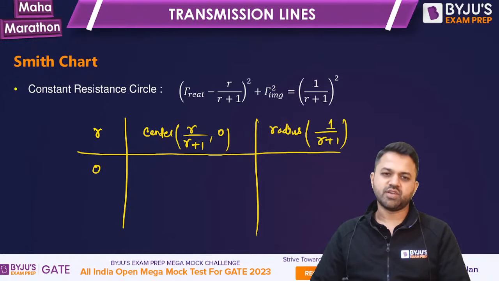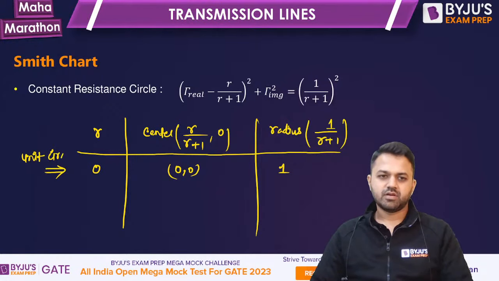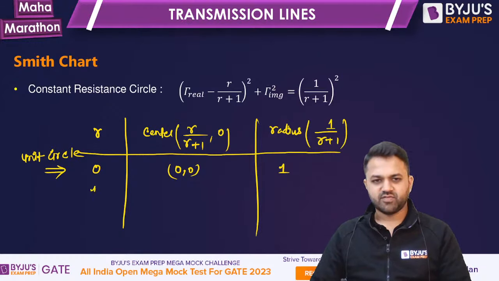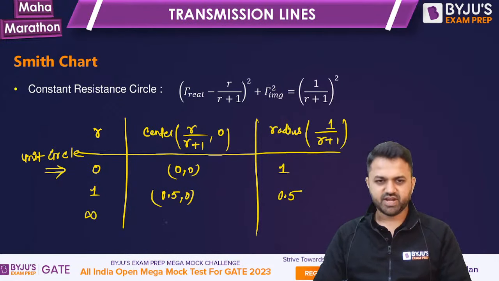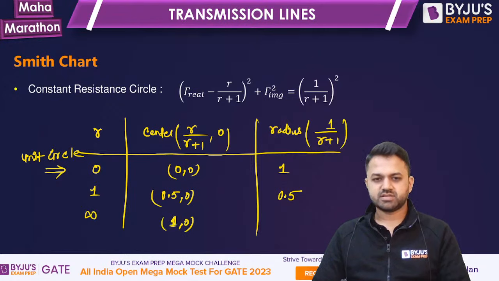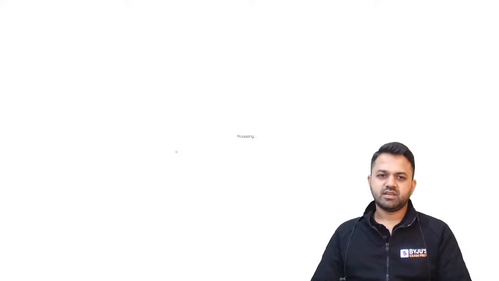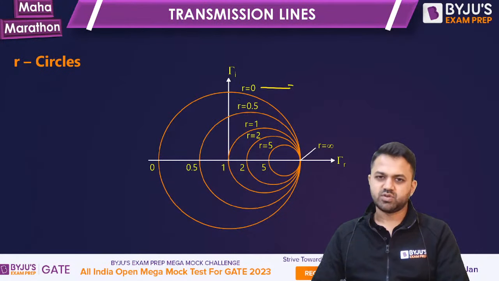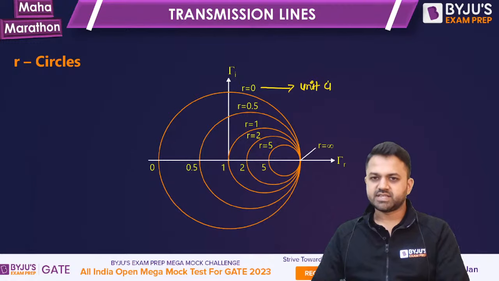Okay, so let's take r equal to 0. If I take r equal to 0, then the center will be (0, 0) and the radius will be 1. That means r equal to 0 will give us the unit circle. Then now let's take r equal to 1. If I take r equal to 1, the center will be (0.5, 0) and the radius is 0.5. If I take r equal to infinity, then the center will be (1, 0) and the radius will be 0. Okay, so when I draw this, we get this type of circle. Here you can see that r equal to 0 is giving you the unit circle, and this is the boundary of the Smith chart.